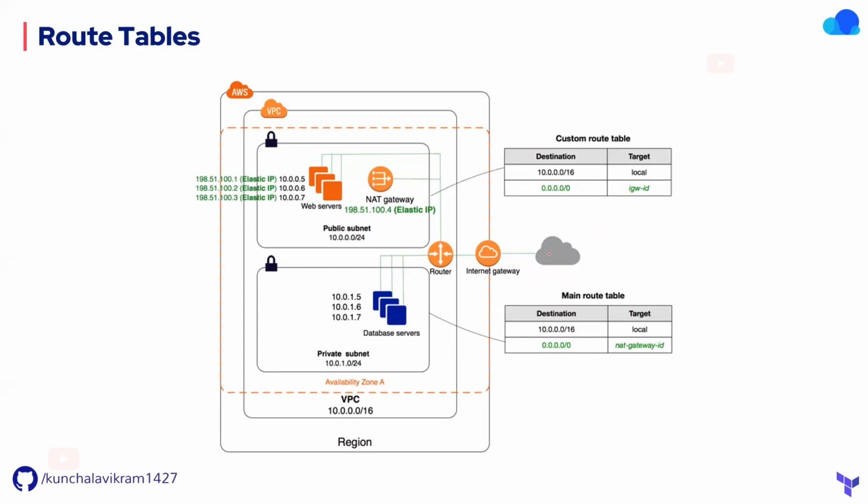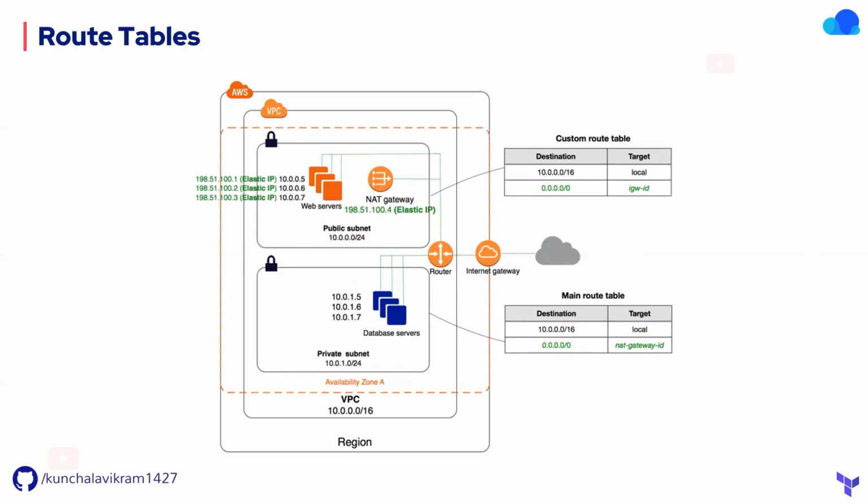Now coming to the private subnet. Again, there are some instances like database instances. What the route table associated with this private subnet says is, anything which is local, the target is local, which means the traffic should not leave that subnet. Anything that is non-local should be pointed to the NAT gateway. And the NAT gateway, as we already know, should be in the public subnet.